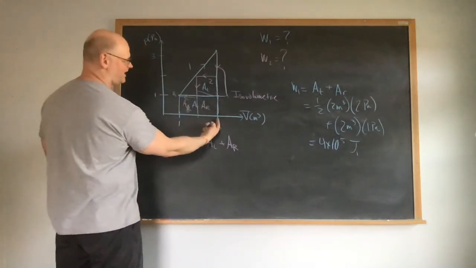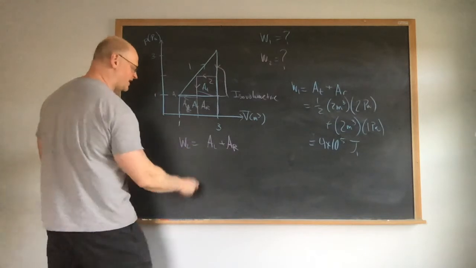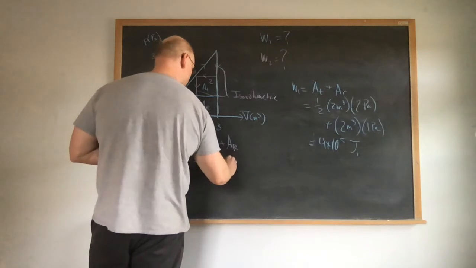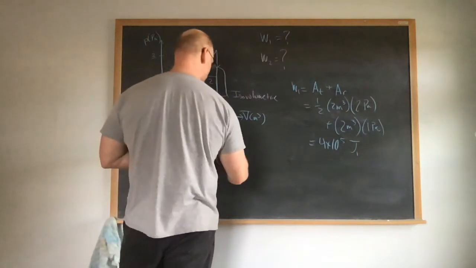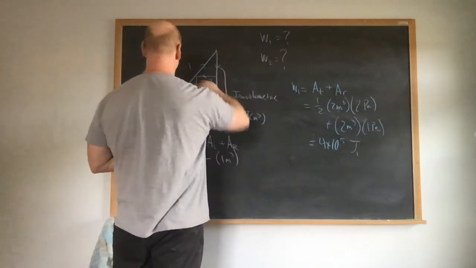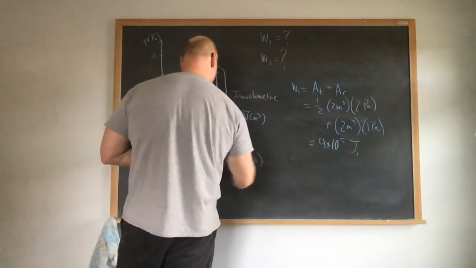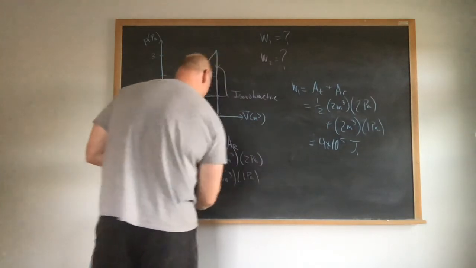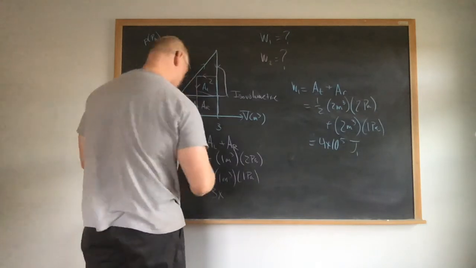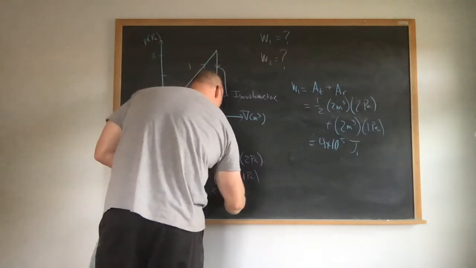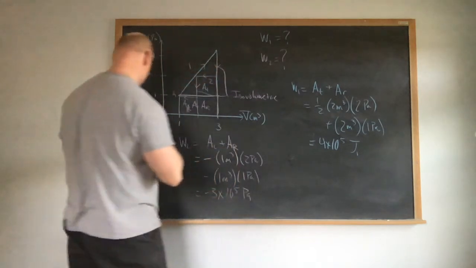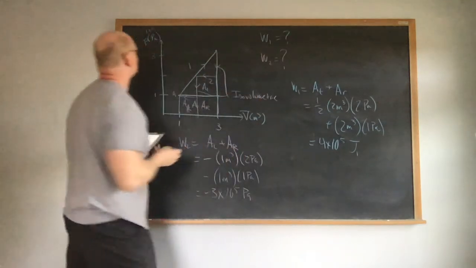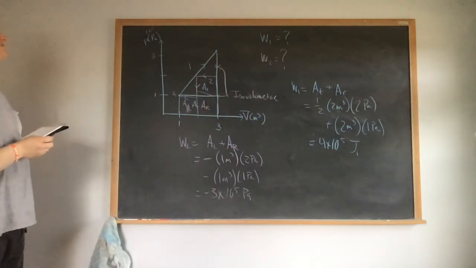Now here, my volume is decreasing, so these are both going to be negative. So it's going to be equal to negative of the base, which is simply 1 meter cubed, times the height, which is 2 pascals, minus also 1 meter cubed times 1 pascal, which is then going to be minus 3 times 10 to the 5th joules. You're probably wondering where that 10 to the 5th is, because the pressure is actually in units of 1 times 10 to the 5th pascal.